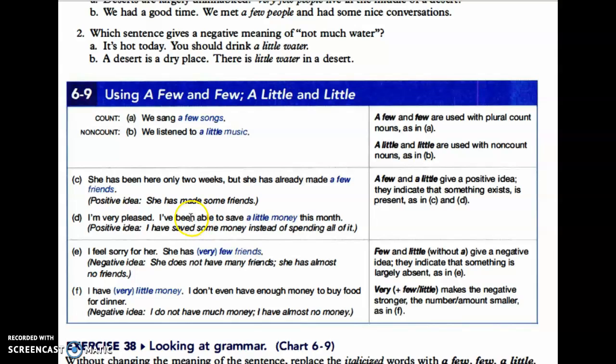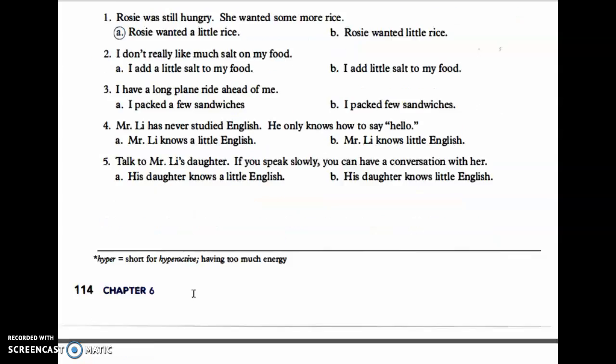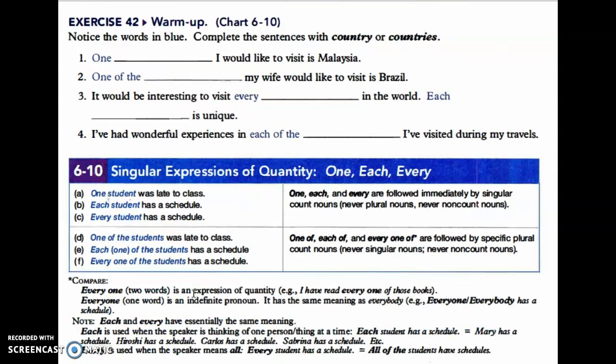Here I have been able to save a little money this month. I have little money this month. You know, we can tell, it's quite obvious. These kind of details are very important.